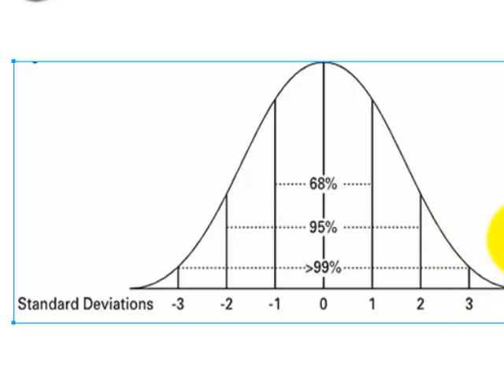Okay, so remember that rule. 95% of the data should be within plus or minus 2 standard deviations. That number 2 is going to come back again and again and again.